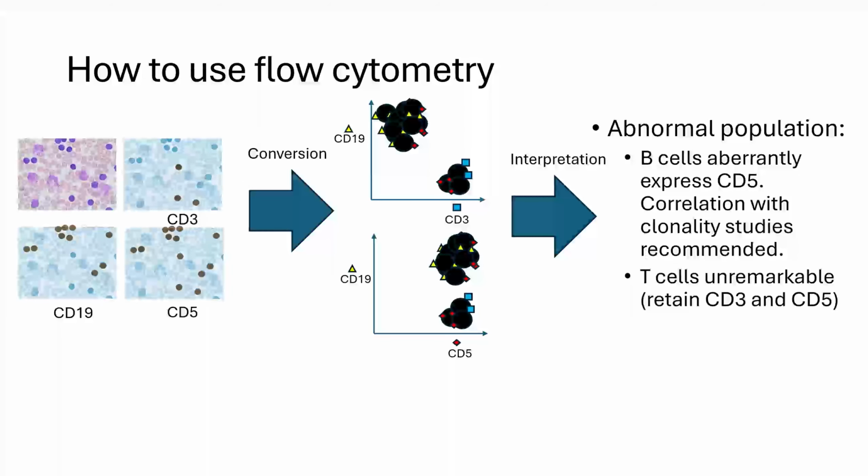So flow cytometry saved us time at the microscope, converting multiple IHCs to 2 charts, which we could then interpret to give a descriptive diagnosis, or to give a description of the populations.